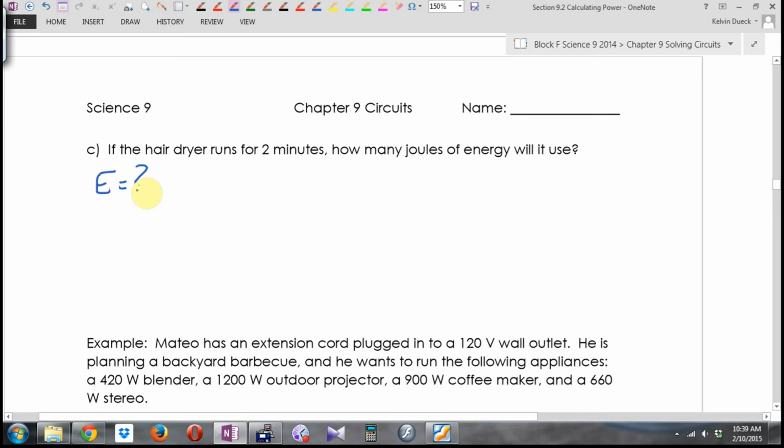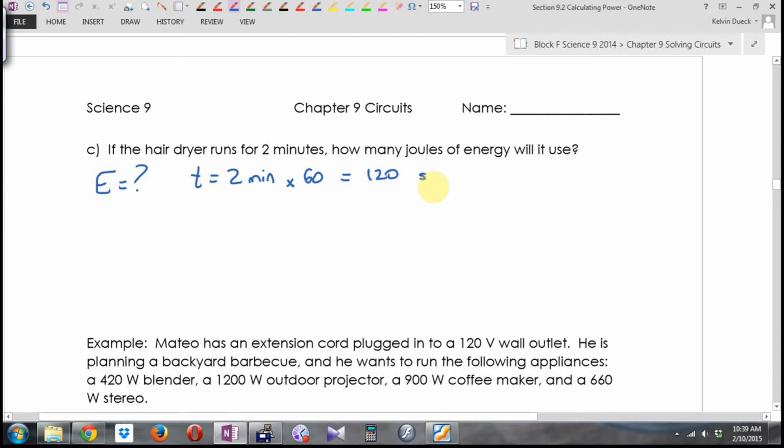What else have they told me? What's that 2? It's not power. It's not voltage. Time. Except I've got a problem. I told you that time always had to be measured in what? Seconds. Time always had to be measured in seconds. So, help me out. How do I change 2 minutes to seconds? That's 120 seconds. I know it is, but how do you do that? 60 is the minute times 60. 60 times 2.